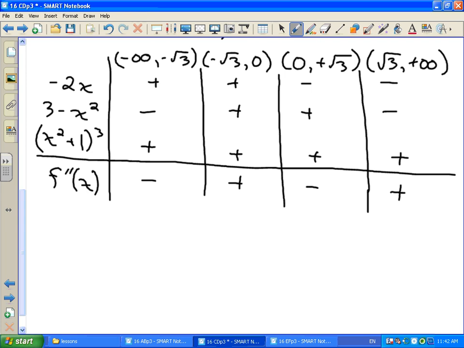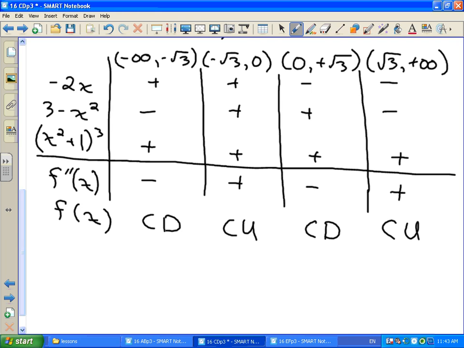So what does this tell us about the concavity of our original function? Well, let's see. If our second derivative is negative, this is going to be concave down. If our second derivative is positive, concave up, concave down, and concave up. Okay?